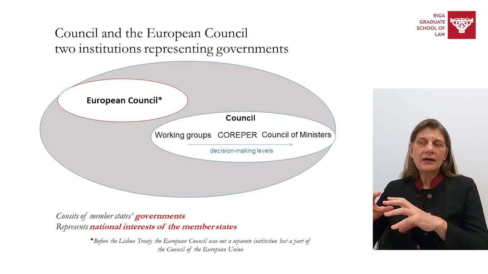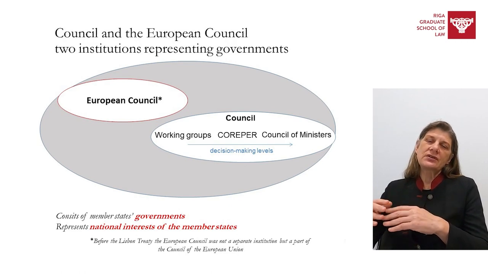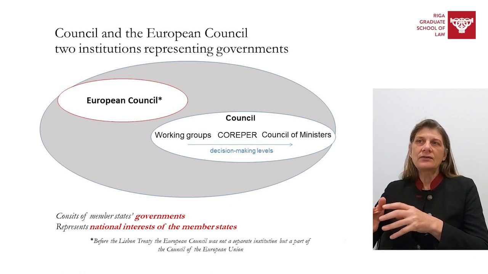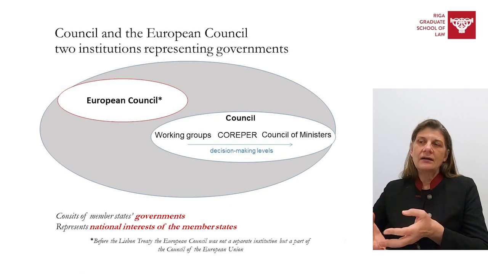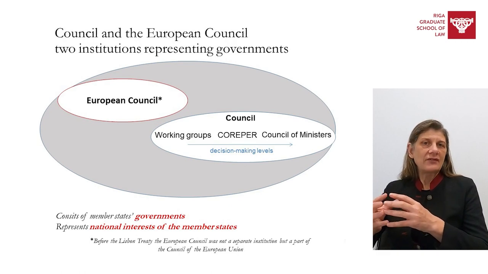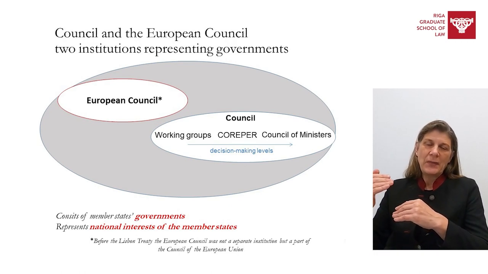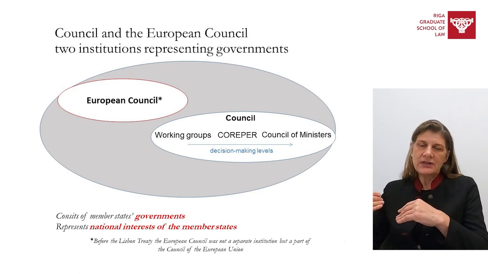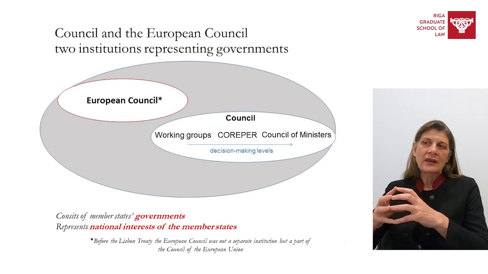So if we compare all the listed institutions in Article 13 of the treaty, we can see that these two, the Council and the European Council, are those who would carry out the functions and their decision-making mode in an intergovernmental way. So meaning that the member states' interests, interaction between the member states matter.